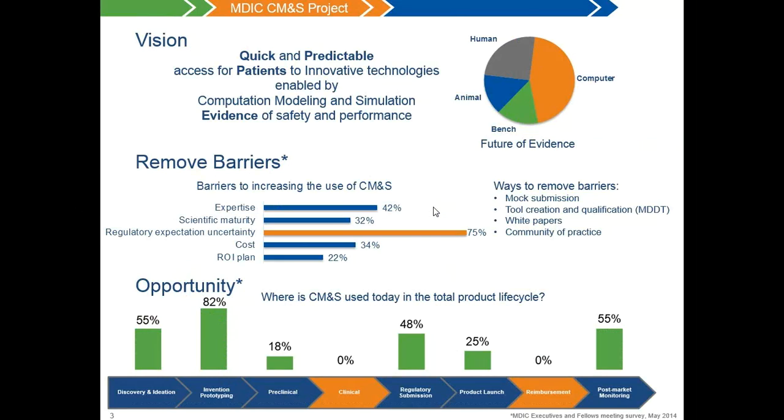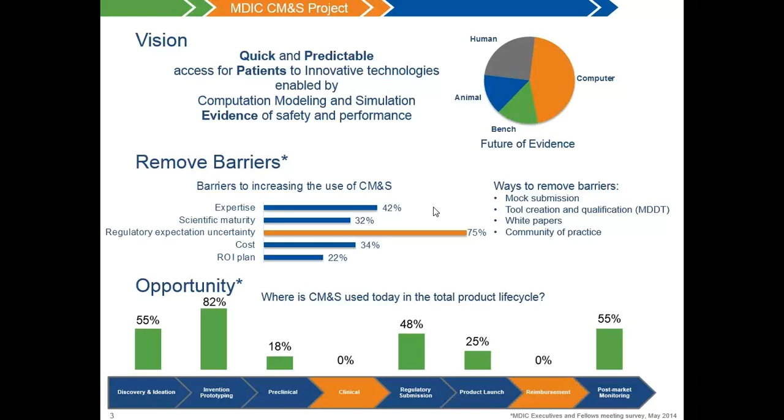Today, I'll be representing our Computer Modeling and Simulation Project and our progress. The vision of the CM&S project is quick and predictable access for patients to these innovative technologies, and we want to enable access through providing safety and efficacy evidence through 3 pillars: the typical bench, animal, and human pillars of safety and efficacy evidence, and also computer modeling and simulation. In the 21st century, computer modeling and simulation is ready to provide that evidence. We have great models out there, and we're working on increasing ways that we can confidently use those models.